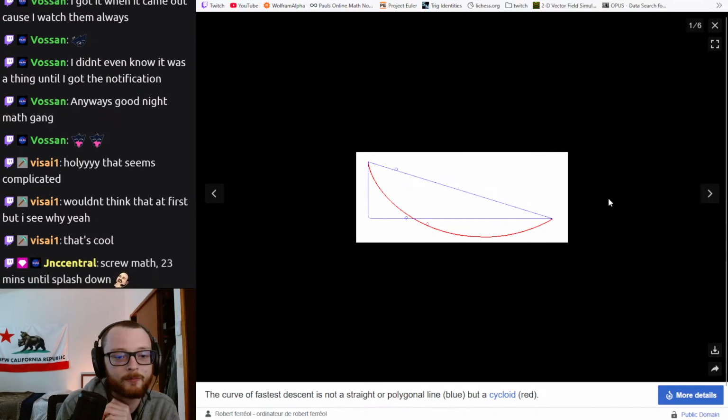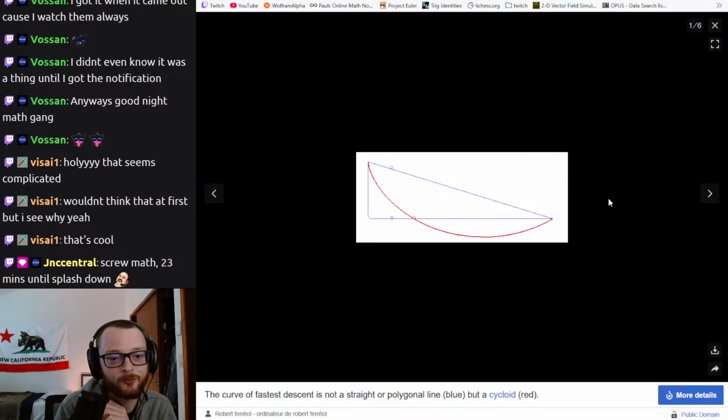But yeah, it is a pretty cool thing. You're maximizing functions instead of maximizing just a single number.